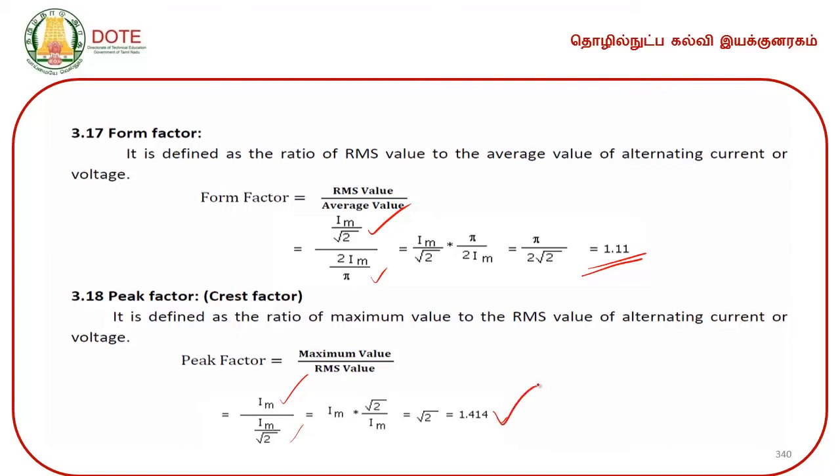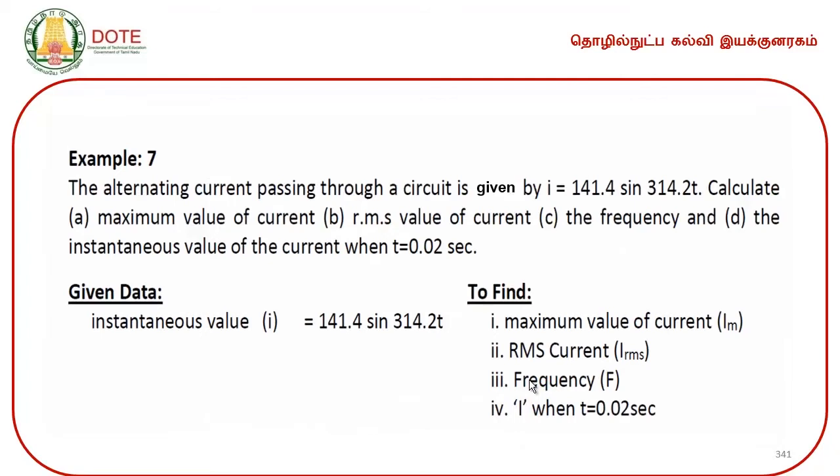1.414 or root 2. Now, let us do a problem on the various fundamental units of the AC waveform. Here the alternating current passing through a circuit is given by i = 141.4 sin 314.2 t. Calculate the maximum value, that is Im, then the RMS value, that is IRMS, then the frequency of the alternating current, and the instantaneous value of the current when t is equal to 0.02 second.